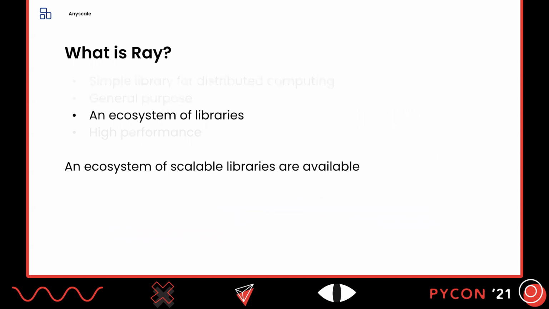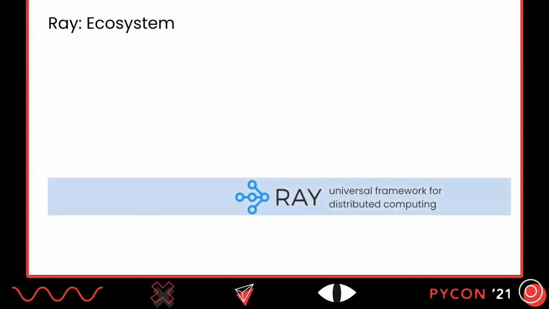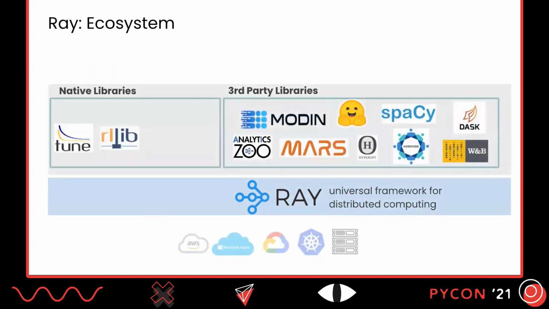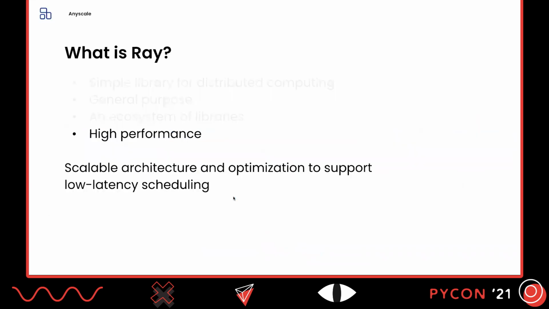Third, Ray is an ecosystem of libraries. Ray is a framework for distributed computing, and it provides the primitives for distributed computing and takes care of scheduling, fault tolerance, and RPCs for the libraries, which allows you to write distributed applications for the machine learning lifecycle end to end. For example, we have native libraries for some critical machine learning workloads, and also many other third-party integrations, all running at scale on top of Ray.